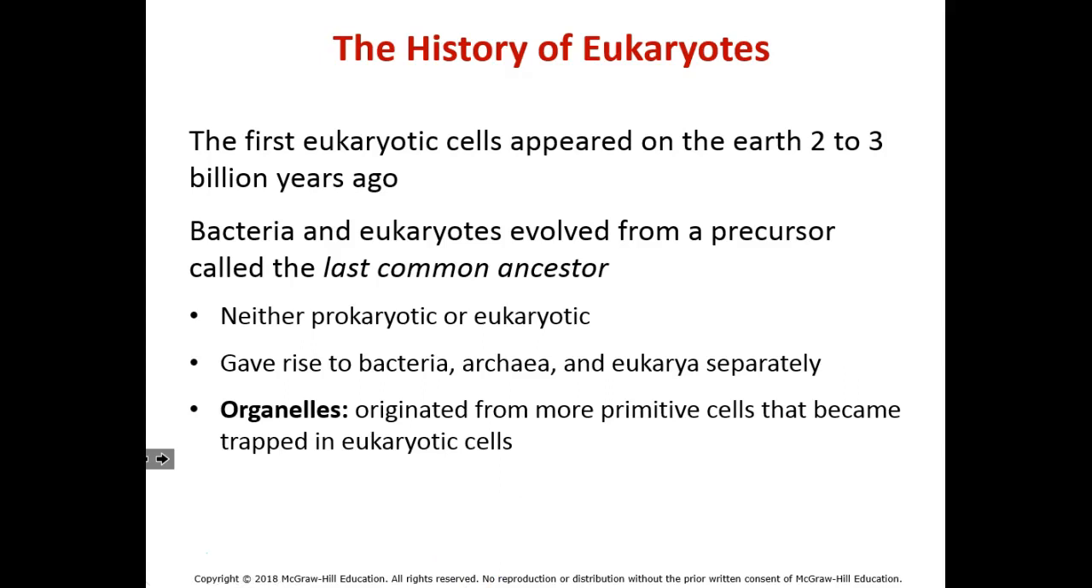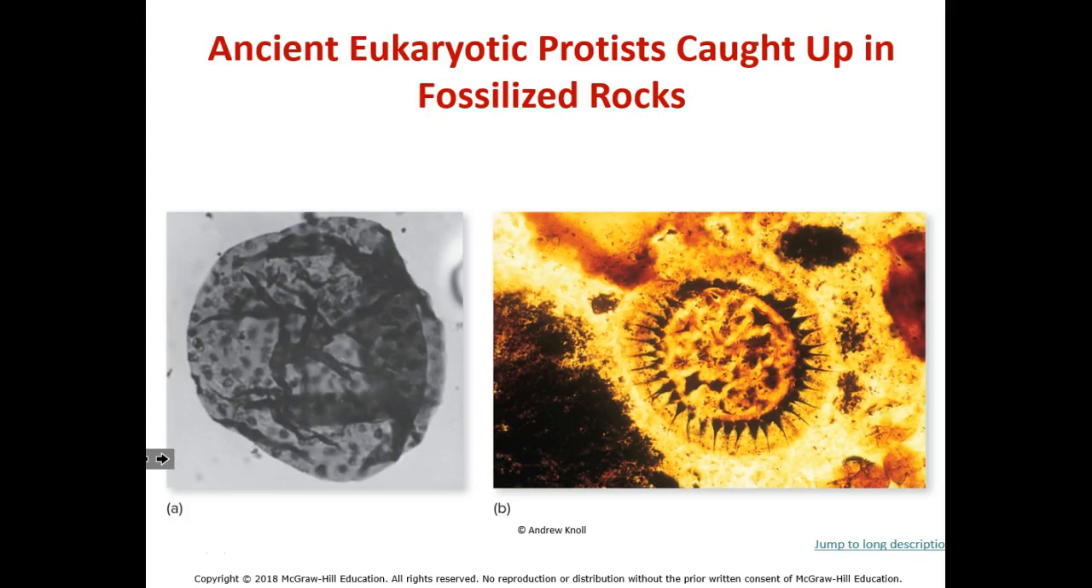The first eukaryotic cells appeared on Earth 2 to 3 billion years ago. Bacteria and eukaryotes evolved from a precursor called the last common ancestor. They were neither prokaryotic nor eukaryotic. They gave rise to bacteria, archaea, and eukarya separately. The organelles originated from the primitive cells that became trapped in eukaryotic cells.